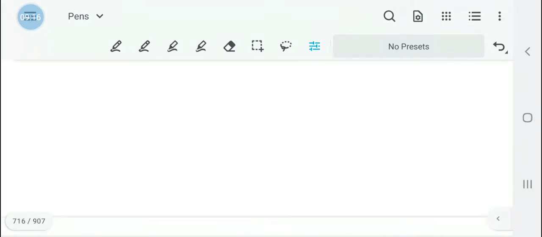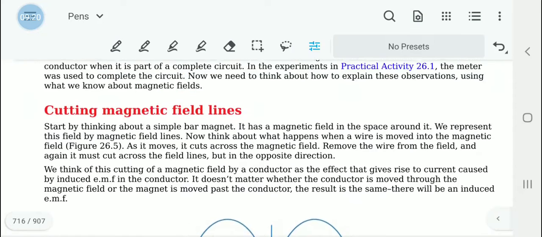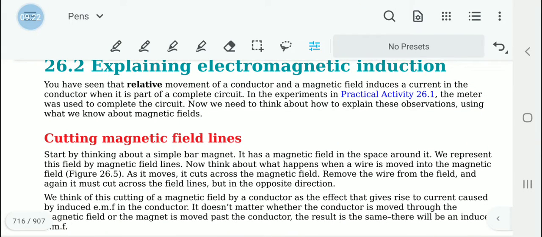Let's move on to the next part as well, and after that we will write down a note. Now we have seen from the practicals that we discussed that a movement of a conductor in a magnetic field induces a current in the conductor. However, it has to be a complete circuit. That means it should be connected. All parts need to be connected in a circuit.